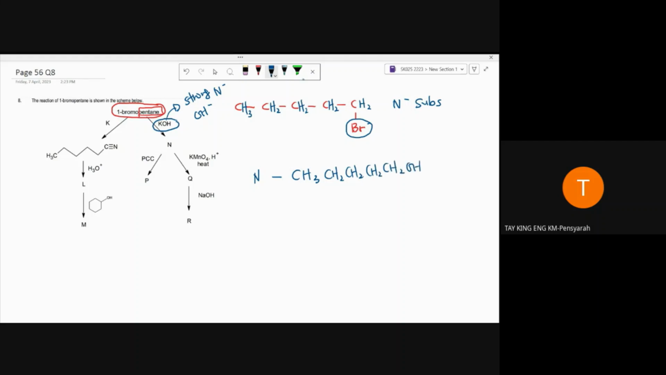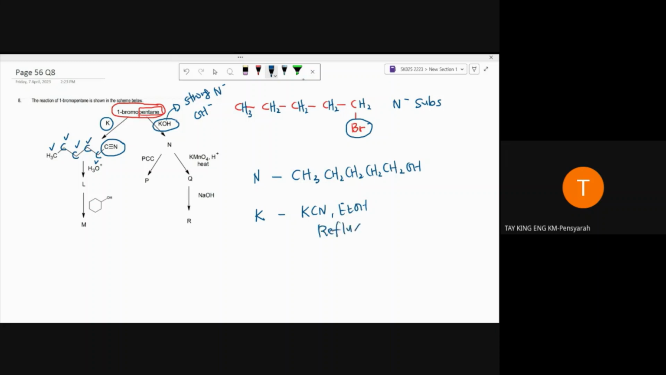Okay, then next we have to know what is the K. Okay, so from here we know every corner is a carbon. So we have 1, 2, 3, 4, and 5 carbon. So that means the Br basically is replaced by the CN. So from here we know that this K refers to KCN, ethanol, and then reflux.